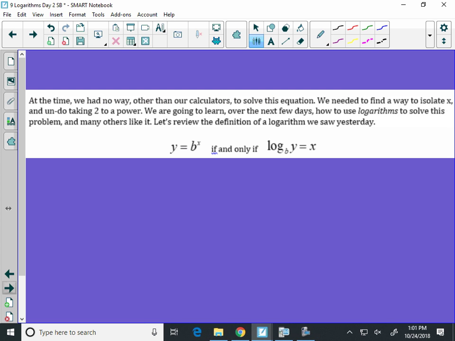Okay, so here's what we have. We have a definition of a logarithm. We talked about this yesterday. We said that if you have an exponential function, y equals b to the x, then the logarithm, that was its inverse, right? We said graphs of logarithms were inverses of exponentials, has this equation: log base b of y equals x.